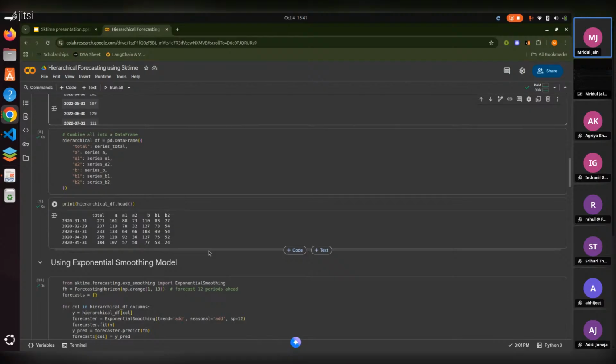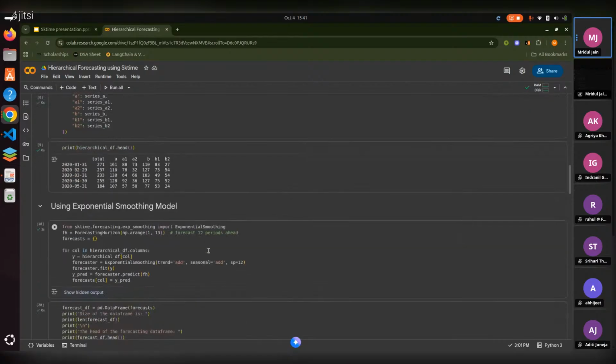Now, we need to perform hierarchical forecasting, and we need to use a forecasting model. In this case, I've used exponential smoothing. Exponential smoothing is basically, I would say, better in some cases than ARIMA. ARIMA is also very nice, but it turns functions complex, whereas exponential smoothing is easier to work with.